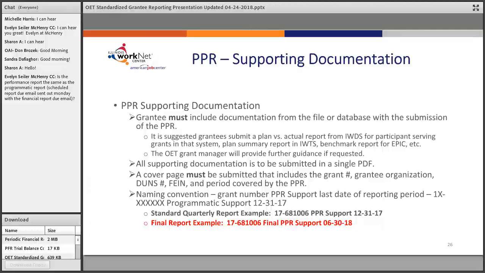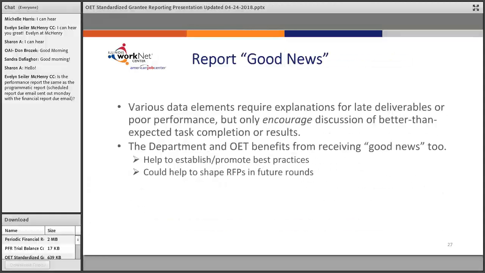The naming convention is your grant number, in this case your PPR support, and the quarter end date. Don't put the date that the report is due, don't put the date that you're submitting the report, put the quarter end date. If it's a final report, you're going to put final PPR support: the grant number, final PPR support, and the quarter end date. We'll also go through the naming convention for the PPR here in a minute.